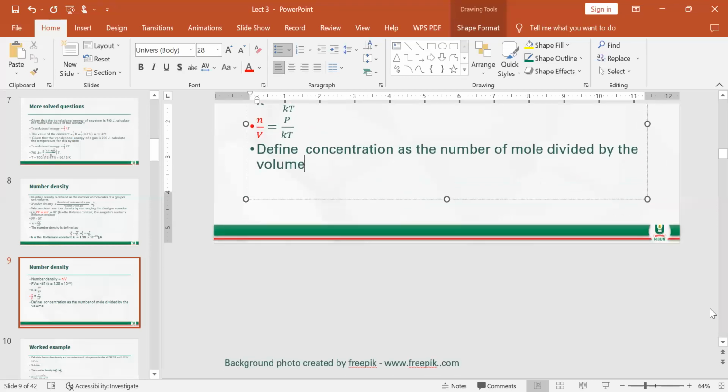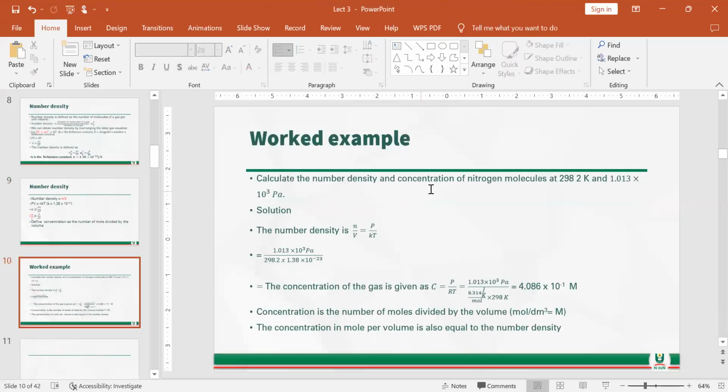So if you are given a formula here, calculate the number density and concentration of nitrogen molecule at 298.2 Kelvin and 10 into 3 Pascal. Pascal is the unit of pressure. Kelvin is what? That formula, number density is P over KT. So K is a constant, 1.38 times 10 raised to the power of minus 3. T is a temperature. So you can now substitute there.